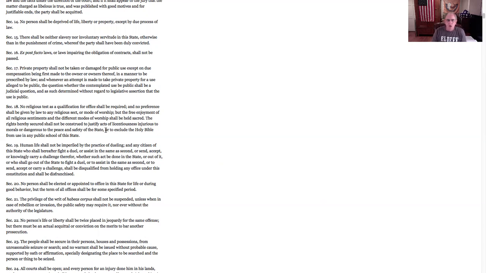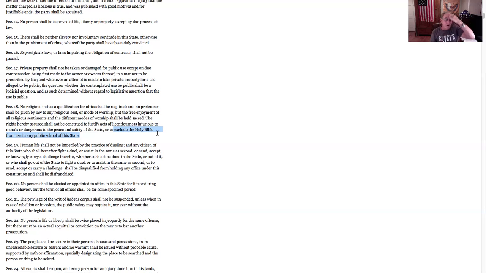Or one more clause, and I'm going to highlight this one: to exclude the Holy Bible from use in any public school in this state. So how do we rectify that with religious liberty, different modes and sects, sects, not sex, but sects with a C, modes of worship, and free enjoyment of all religious sentiments? How do we justify that in a court of law, if these religious liberties are secured rights?